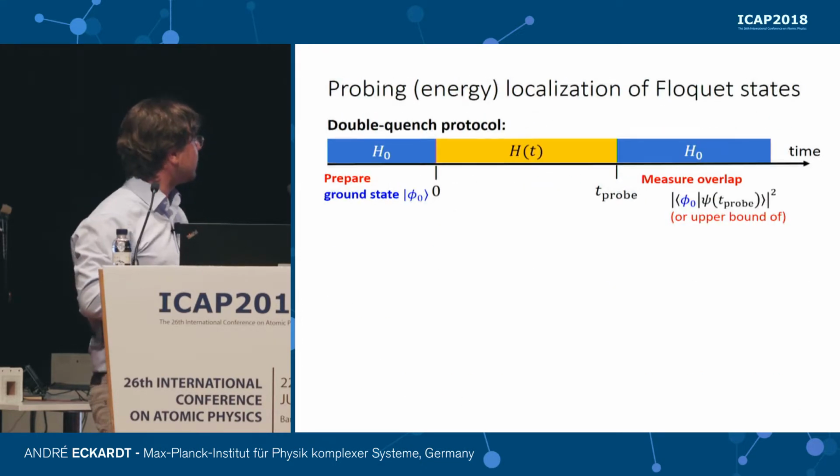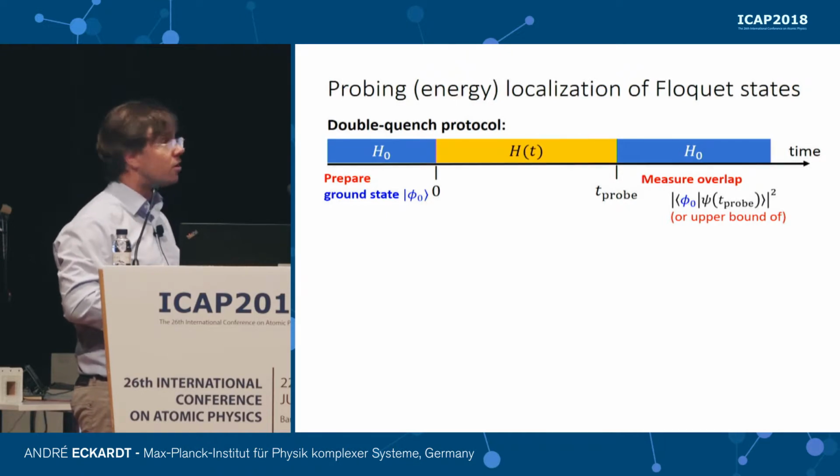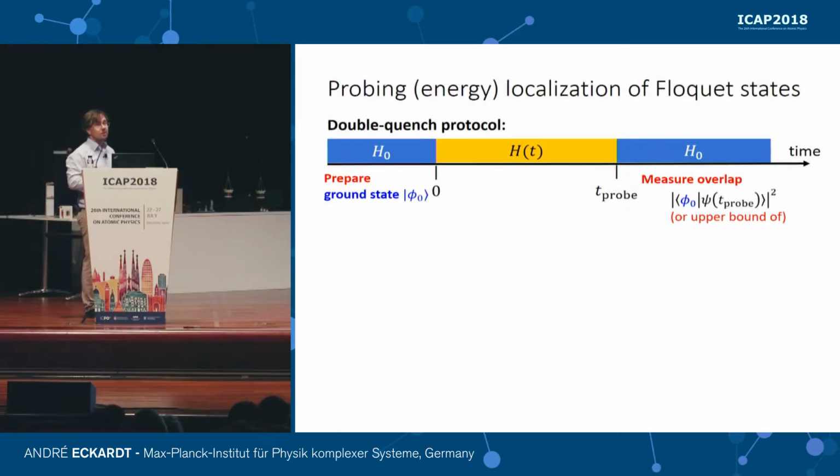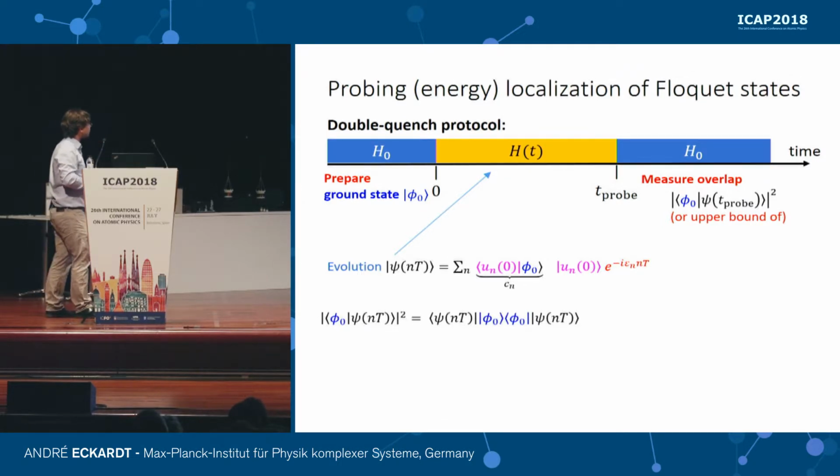Okay. Now in the protocol we have in mind, we start from some undriven Hamiltonian, prepare the ground state, switch on the driving abruptly, wait for a while, switch back to the undriven Hamiltonian, and measure, or estimate, or find a bound for the ground state occupation of the system. Then looking at the evolution of this system, we can see that these coefficients are given by the overlaps between the projections of this ground state onto the Floquet modes, and they correspond to the expectation value of this projector here.